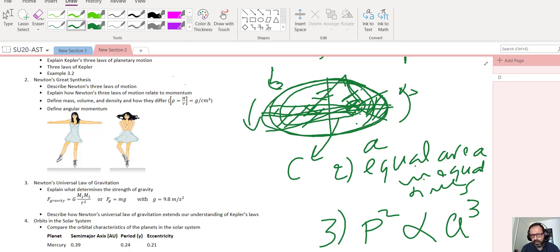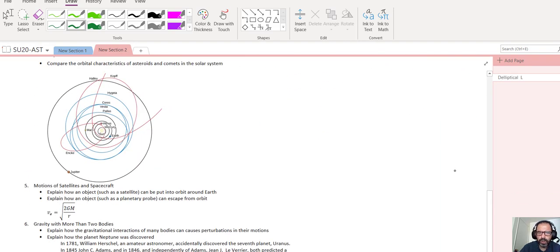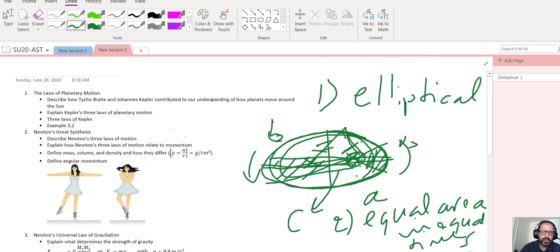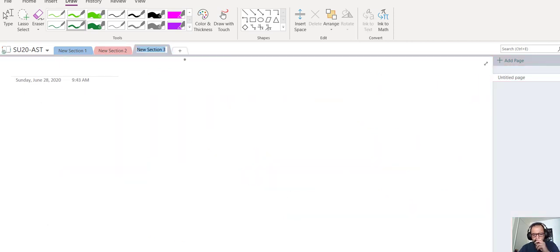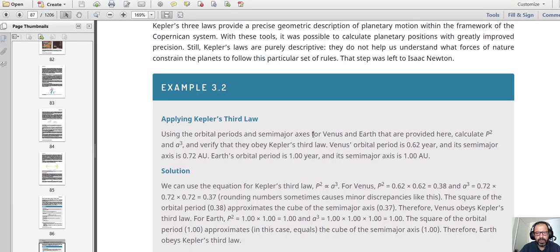These three laws, of course, he discovered experimentally, based on data, and he was able to do all kinds of things with them. I'd like to do example number 3.2 because it's critical for your homework. So I'm going to open a new tab in here and quickly do that. Example 3.2 from the book says: using the orbital periods and semi-major axes of Venus and Earth that are provided.